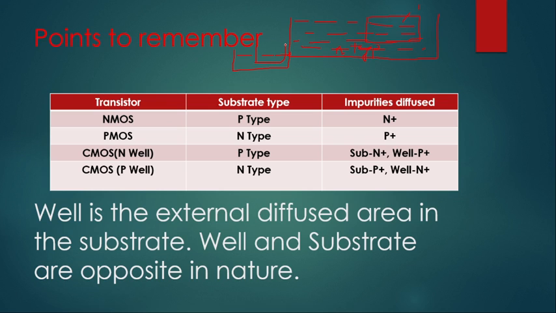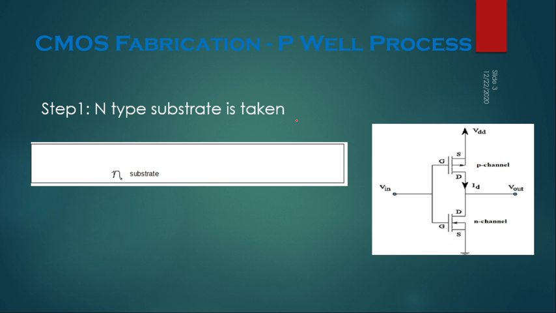Now why is this concept of a well required in CMOS? Because till now the transistors you have fabricated were either only NMOS or only PMOS. For NMOS a P-type substrate is required, for PMOS an N-type substrate is required, but CMOS is the combination of NMOS plus PMOS. That means the substrate required will be of both types. So which one should be used as the substrate? It is the big fight between NMOS and PMOS. To resolve this issue, the wells are fabricated.